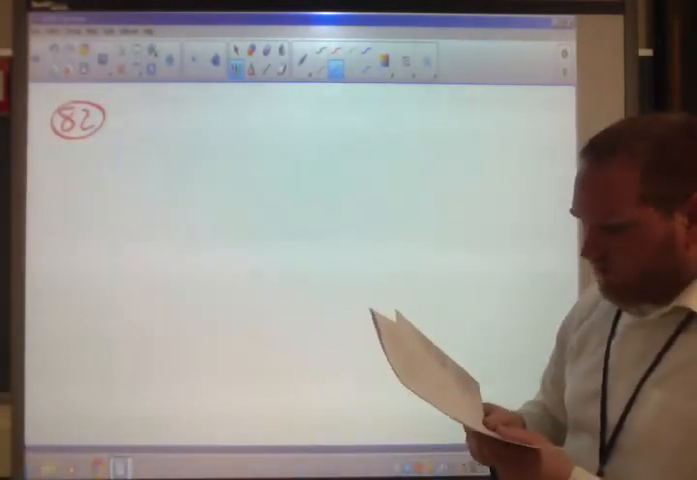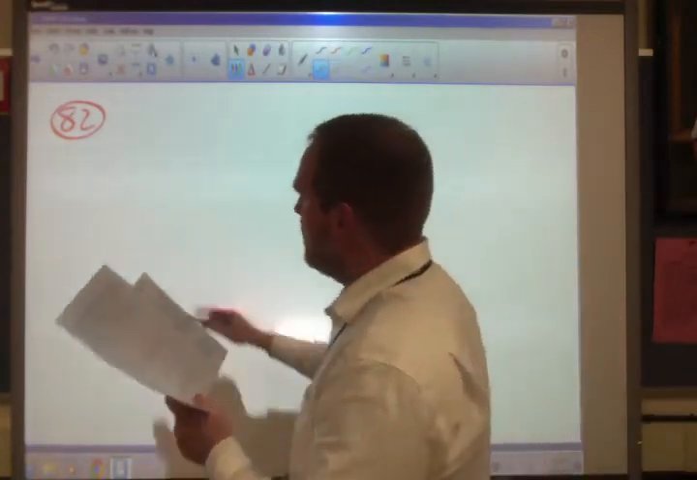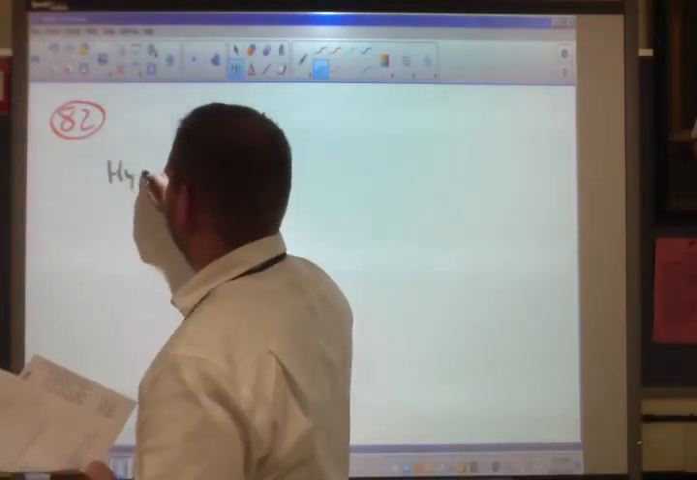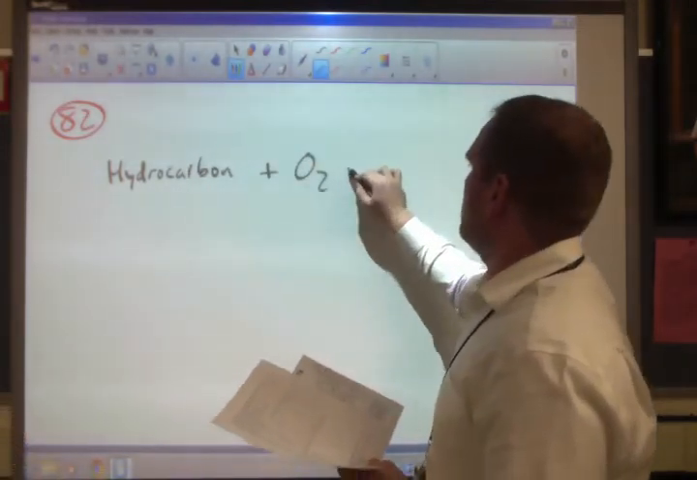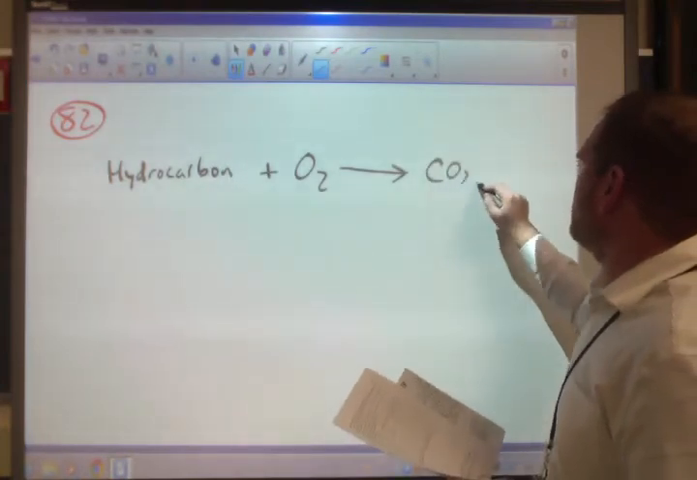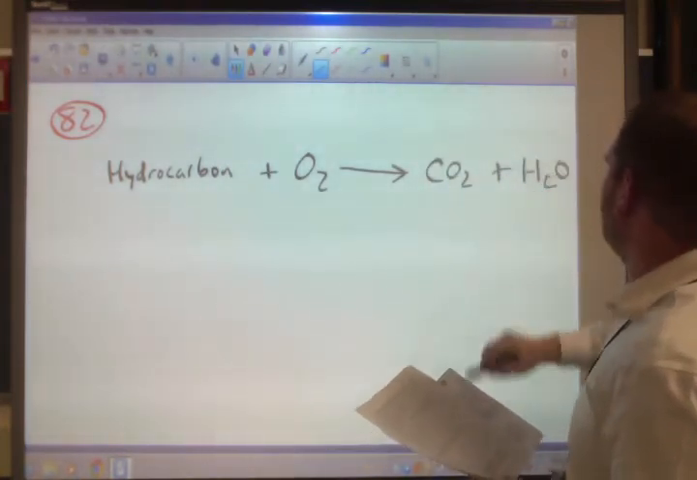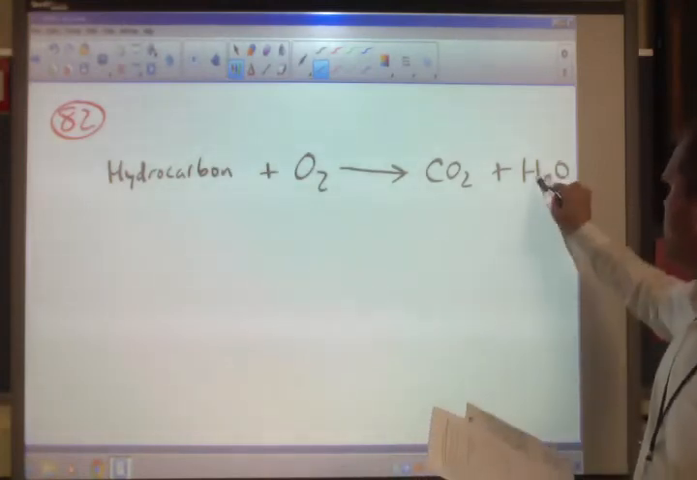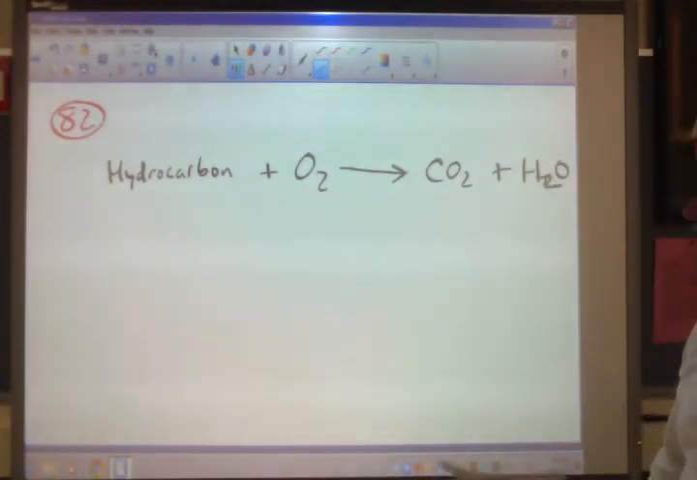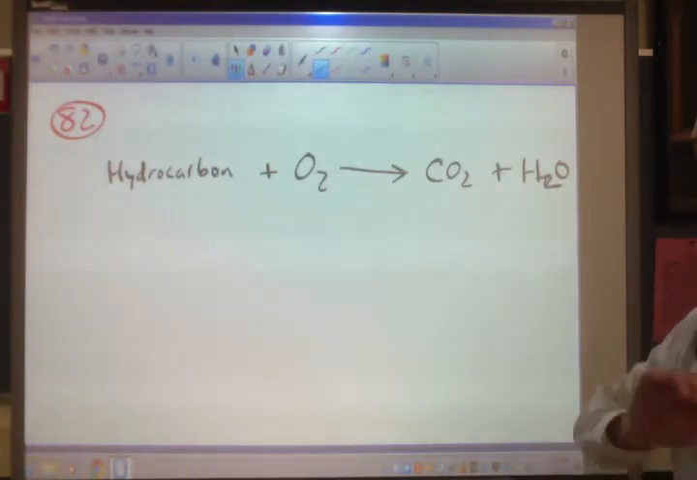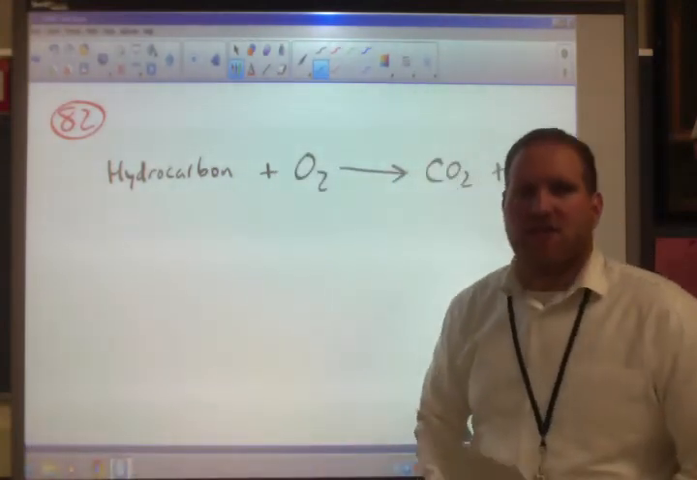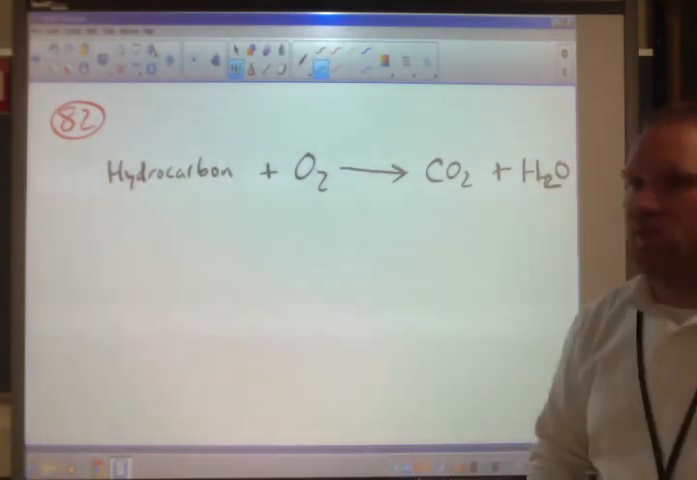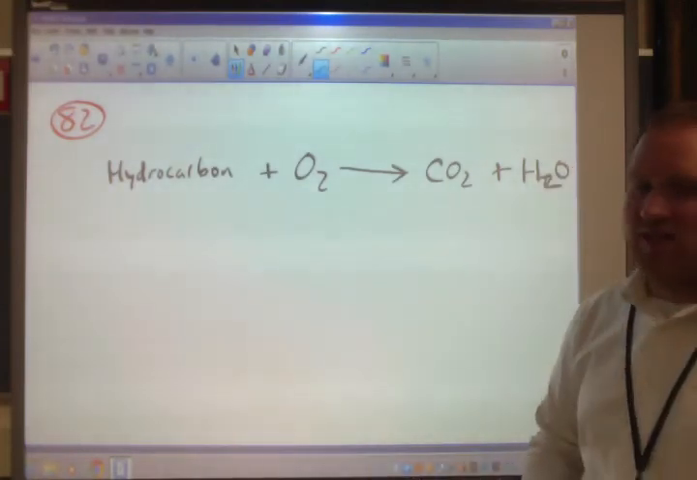What is the basic formula of a combustion reaction? You have a hydrocarbon plus O2 yields CO2 plus H2O. And this gives off a lot of heat. That's why we do it. Hydrocarbons are long chains of hydrogens and carbons, or I should say large chains of carbons with hydrogen sticking off of it. And it's what makes up natural gas, it's what makes up oil, it's what makes up coal, it's what makes up wood, it's what makes up a lot of plastics, polymers.